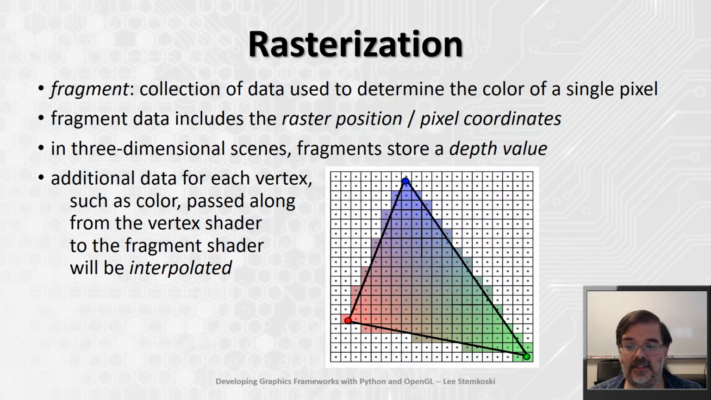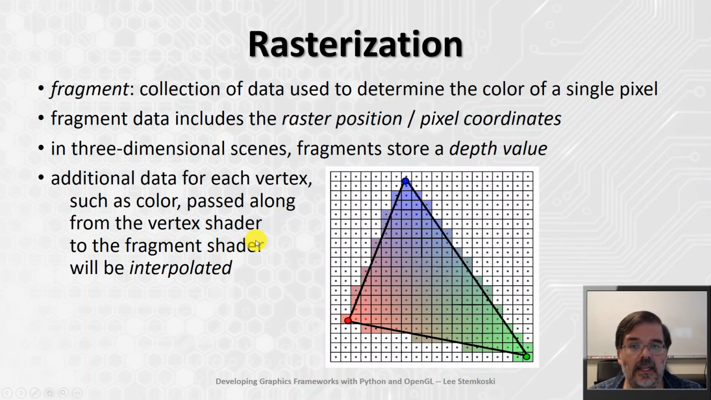Additional data could be assigned to each vertex, such as a color, and this data can be passed along from the vertex shader to the fragment shader. And in this case, a new field would be added to a fragment, in this case a color field. And the value assigned to this field at each interior point is interpolated from the values at the vertices. Interpolated means calculated with a weighted average.